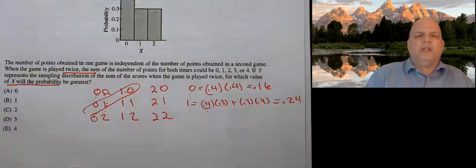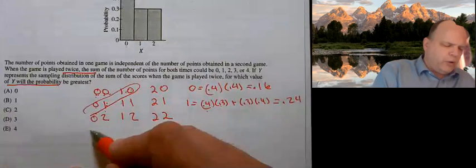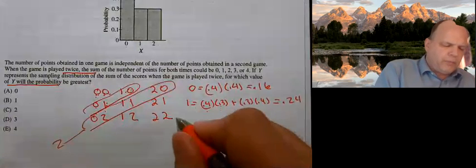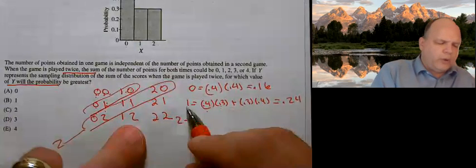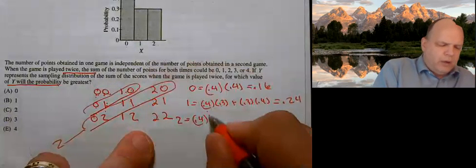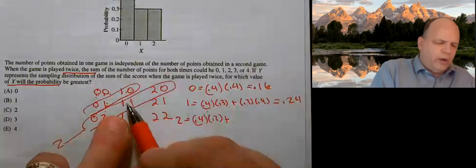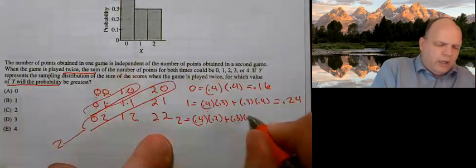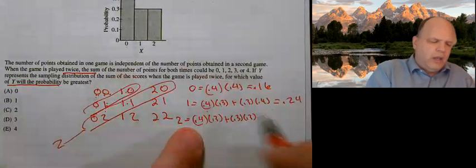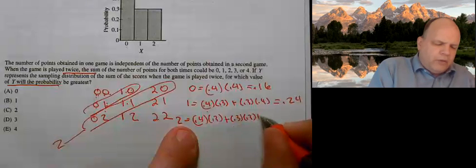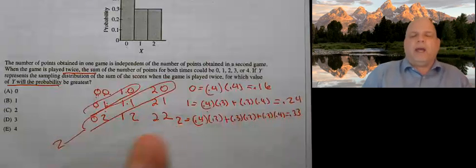Well, what's the probability that I get 2 points? Well, 2 points are these 3 methods, which is a 0 and a 2, which means 0.4 times a 0.3. A 1 and a 1, well, probability of 1 is 0.3. And then another 1 is 0.3. And then probability of a 2 and a 0. So plus 0.3 times 0.4. That's 0.33 when I add all of that up.